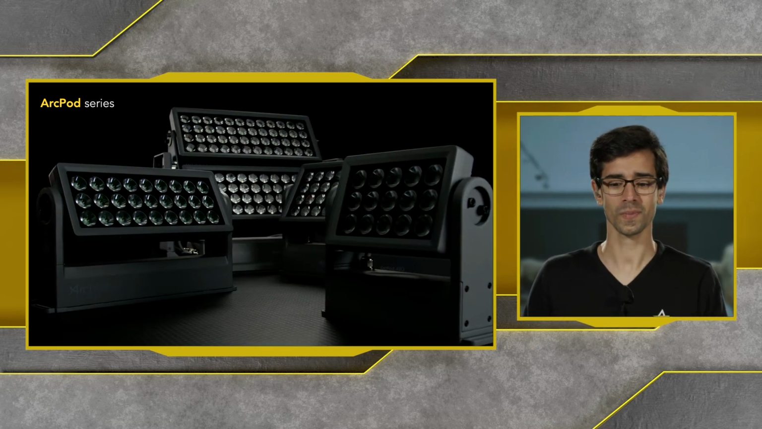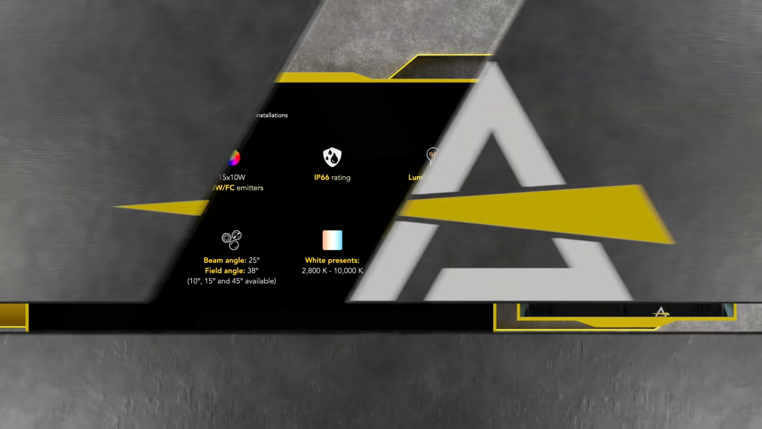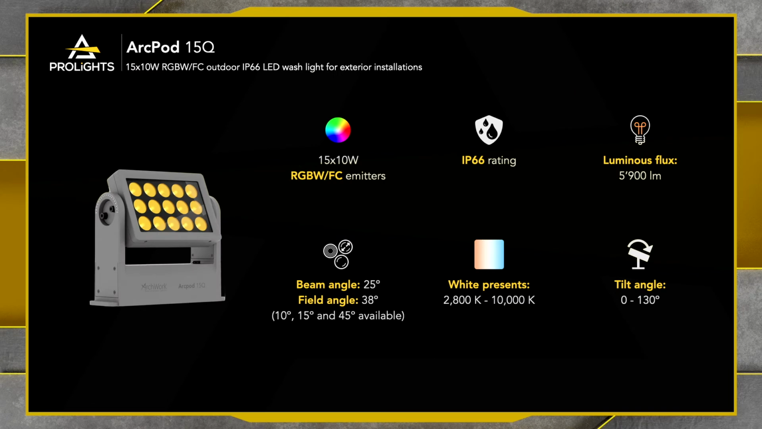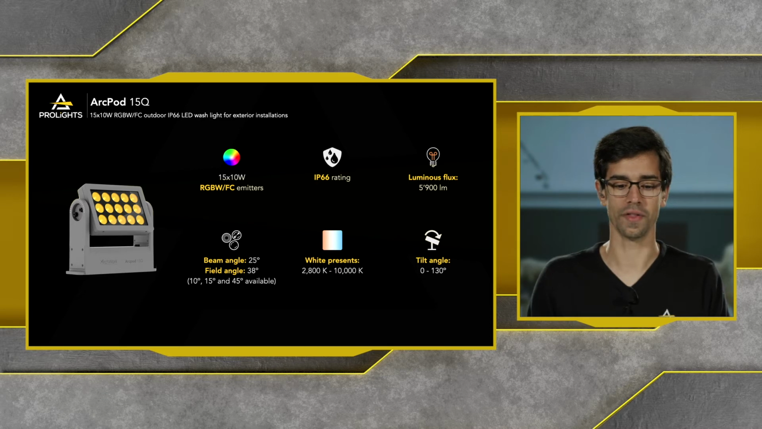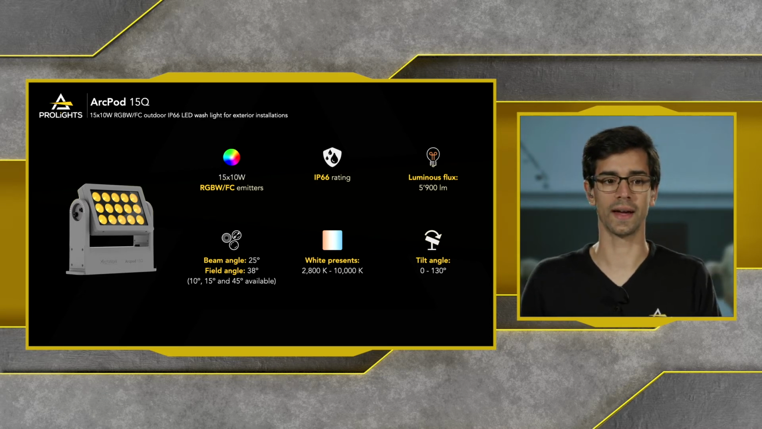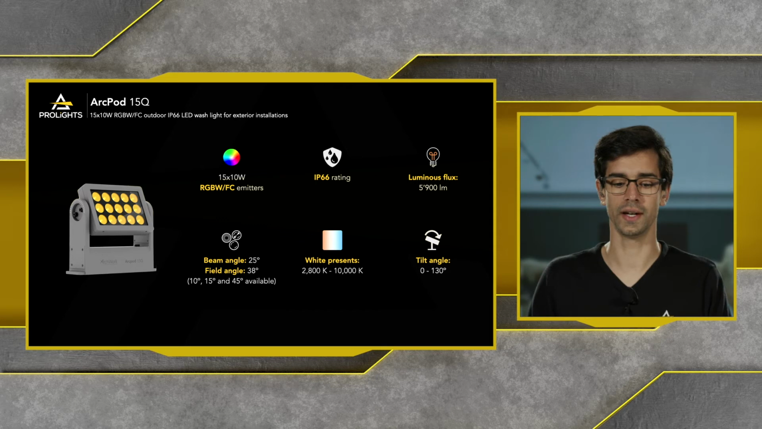So starting off with the ArcPod 15Q. This is our smallest unit. The ArcPod 15Q is an RGBW full color IP66 LED washlight for exterior installations. That's composed of 15 chips of 10-watt LEDs. It's IP66 rated with a very high luminous flux for the size of the unit. So we're looking at 5,900 lumens on this fixture. The beam angle is a 25 to 38 degree angle.